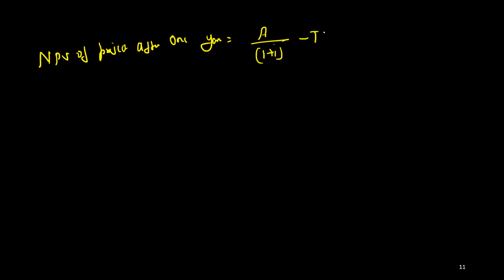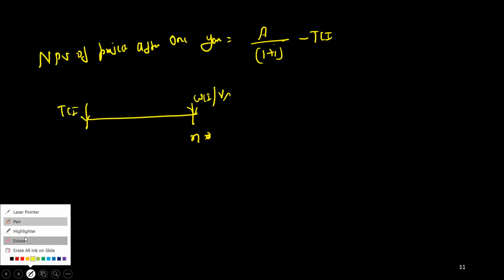Now the second thing is the net present worth of the project after 1 year. So let's say NPV of the project after 1 year. That is equal to what? A upon (1 plus i), minus total capital investment. Because if this one is n, here you will be getting working capital and salvage value, and here you are investing TCI, right?